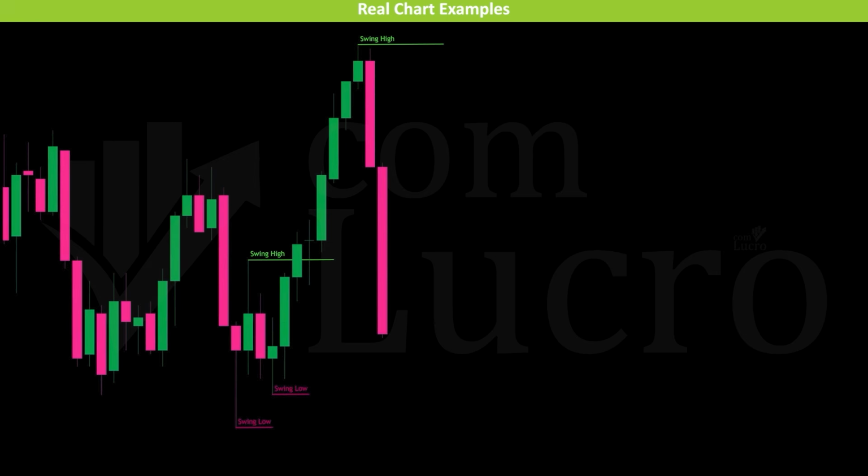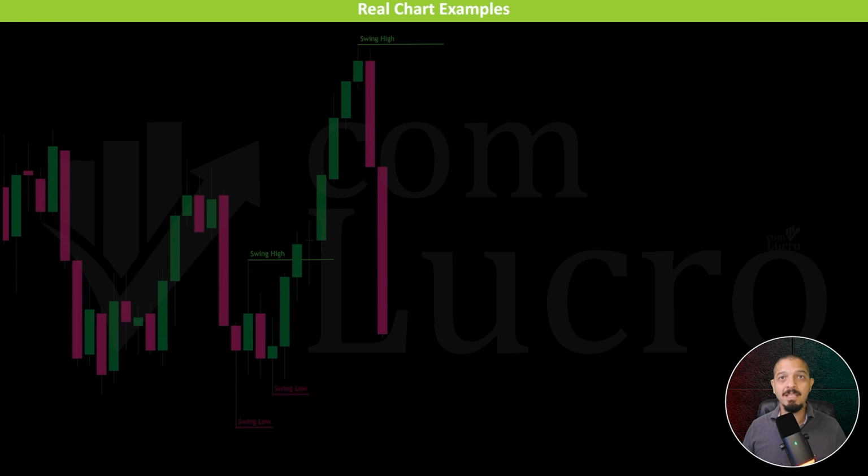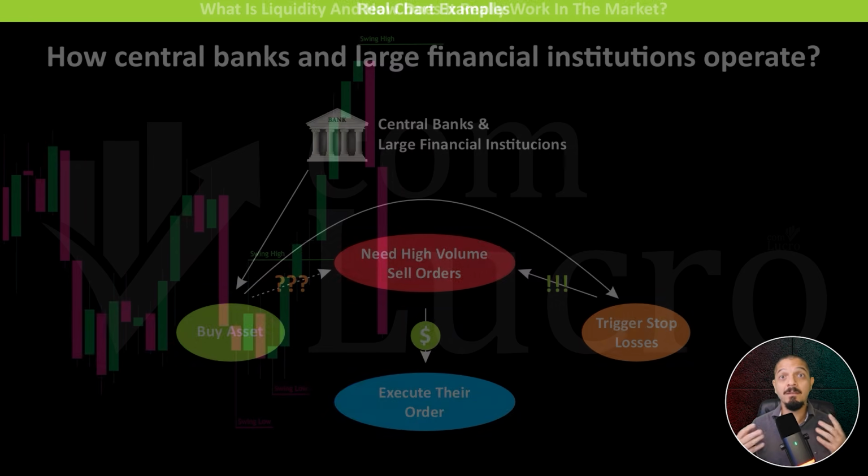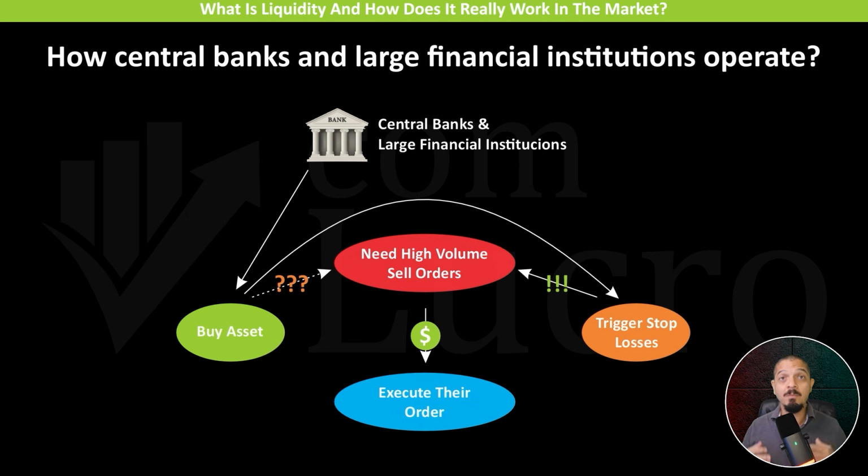Identifying swing points is a simple process, but it is important to practice it in replay mode or in real time. With repetition, this becomes second nature when marking swing points on live price charts. But identifying swing highs and swing lows is only the first step. The next question is why price is drawn to these levels in the first place.